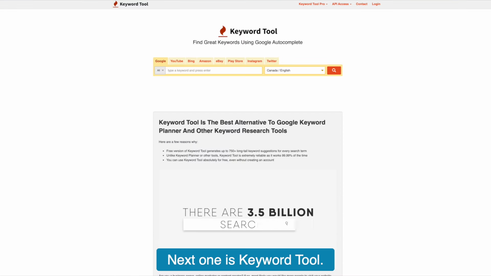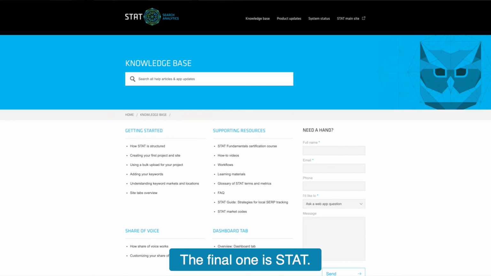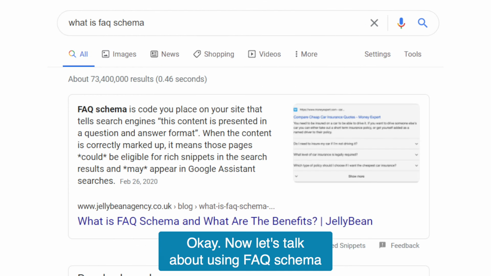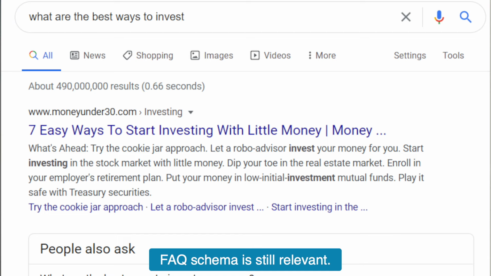Next one is Keyword Tool. This is about $69 a month, and it also has some great information. The final one is Stat. Stat is pretty expensive, but they've got some good data. Okay, now let's talk about using FAQ schema to capitalize on questions. Despite a recent drop in the prevalence of FAQ results in Google, FAQ schema is still relevant.